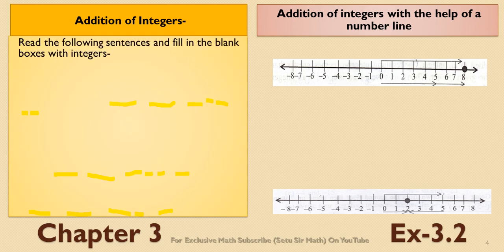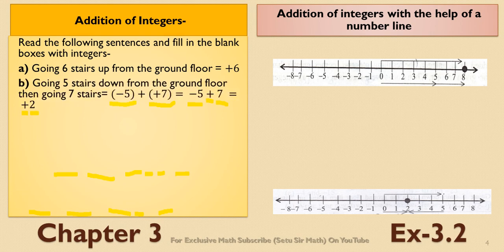Read the following sentences and fill in the blank boxes with integers. Number A, going 6 stairs up from the ground floor equals plus 6. If we think the ground floor is the midpoint, then going up would be plus, and going down would be minus. So going 5 stairs down from the ground floor would be minus 5, and going up 7 stairs would be plus 7.